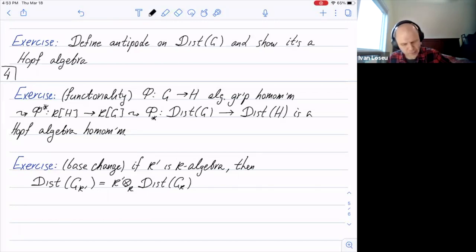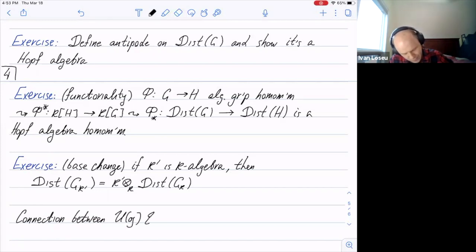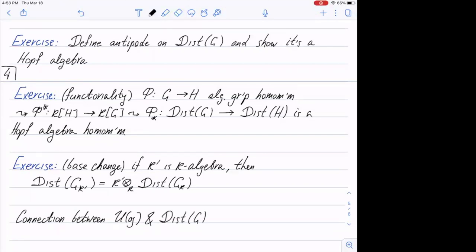Okay? So the connection between U of G and distributions.